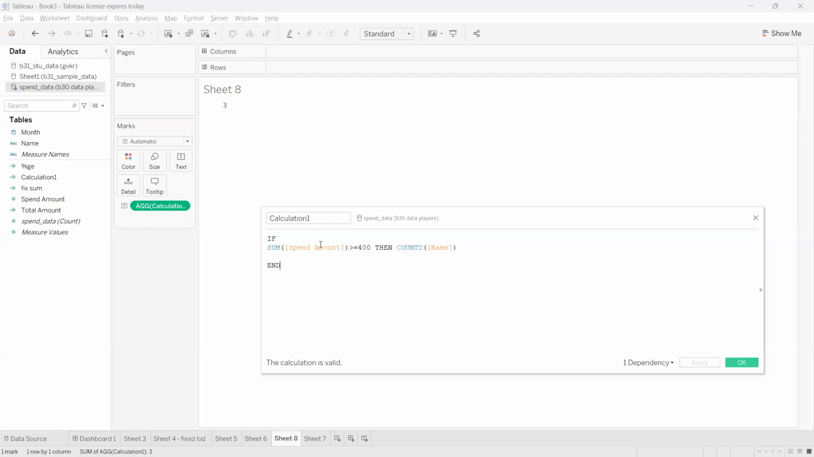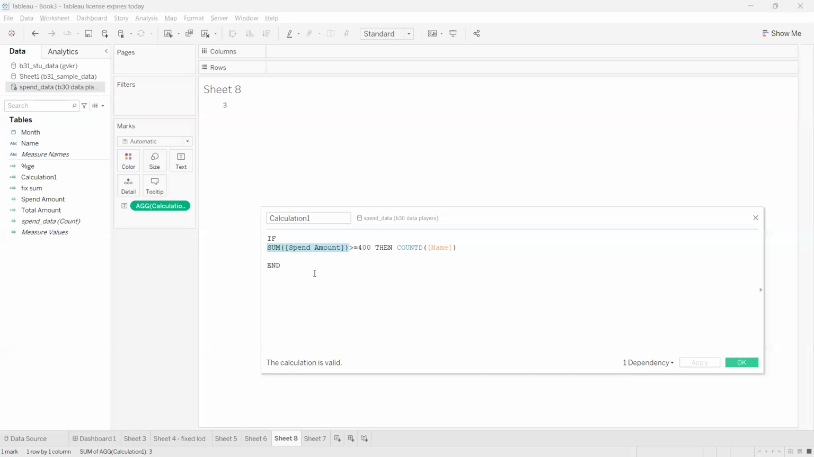Why? How is this calculation working? We have to understand that first. So I'll go by this line only, and we'll see what will happen. Sum of amount spent greater than 400. First, Tableau is trying to evaluate this condition.